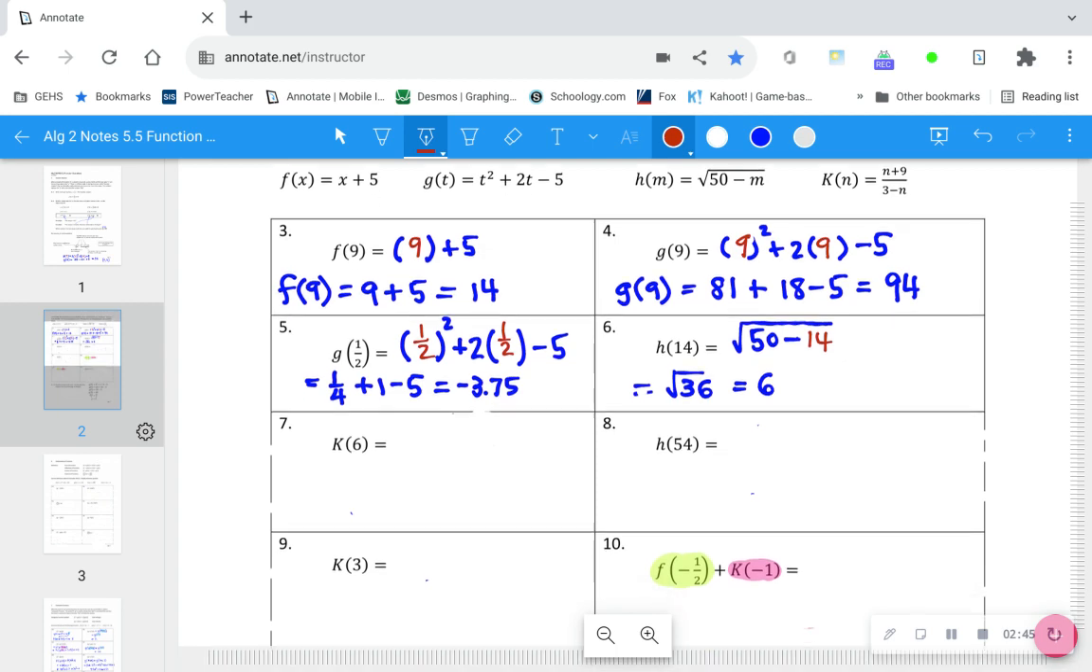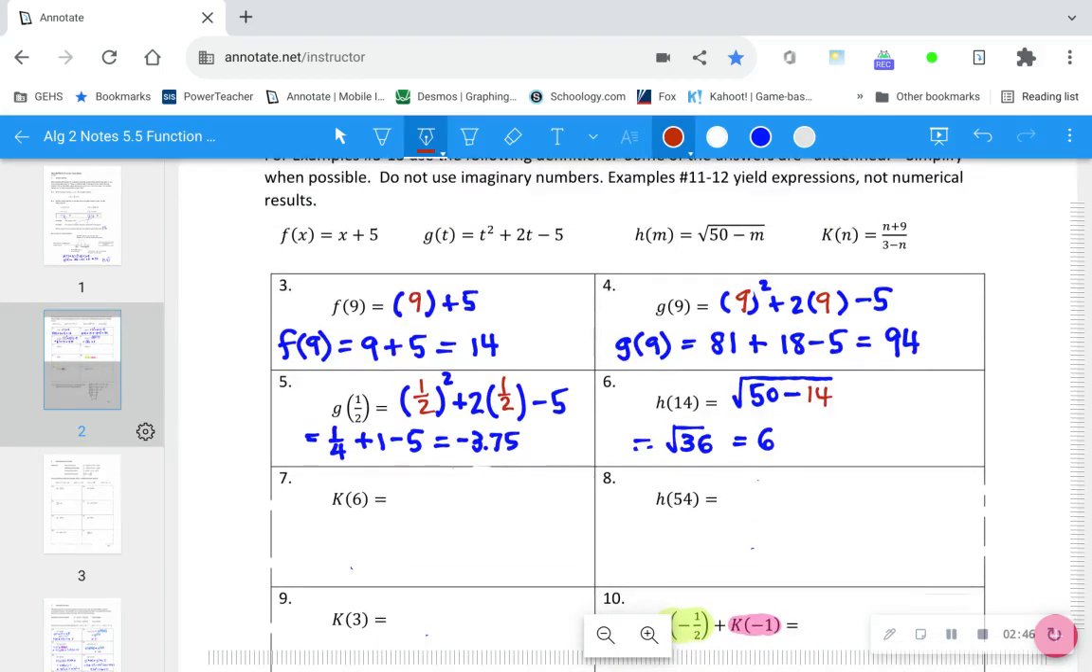Okay, problem 7 uses k, and k is defined over here. It's a fraction where the numerator is the number plus 9, and the denominator is 3 minus the number. So let's get this thing going here. I'm going to set it up here, and we're going to plug in the number 6. When you do that, you get 6 plus 9 is 15 on top. You get negative 3 on the bottom. Simplifies to negative 5.